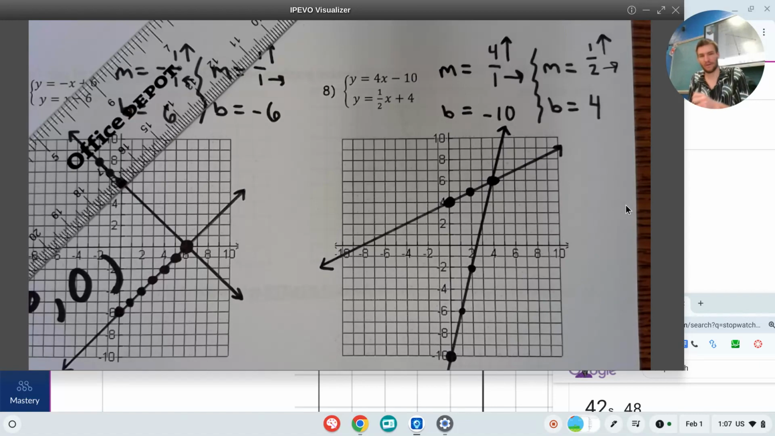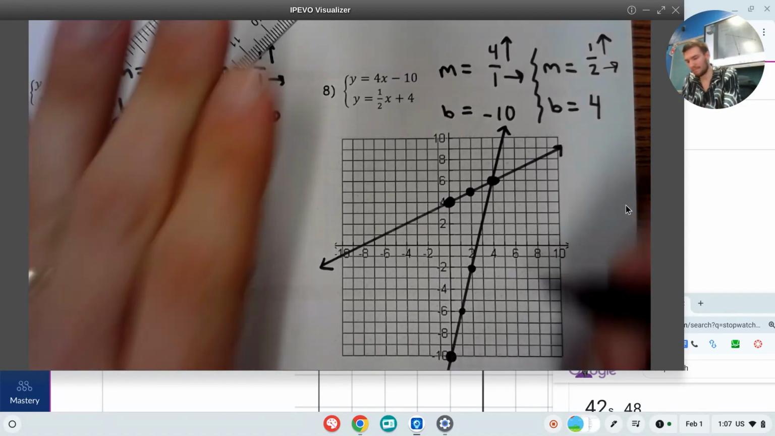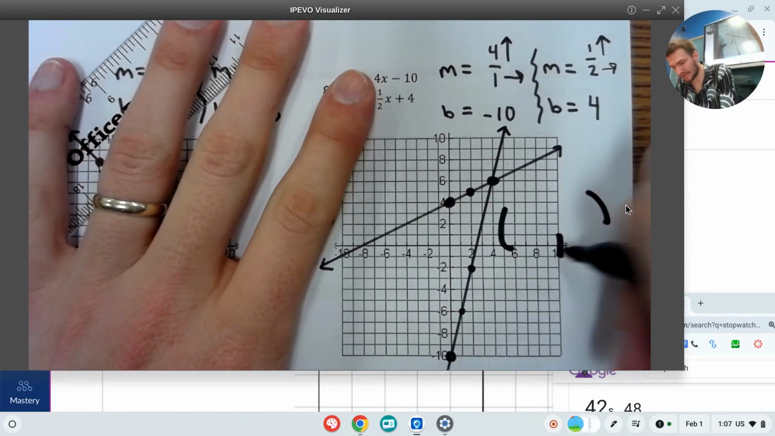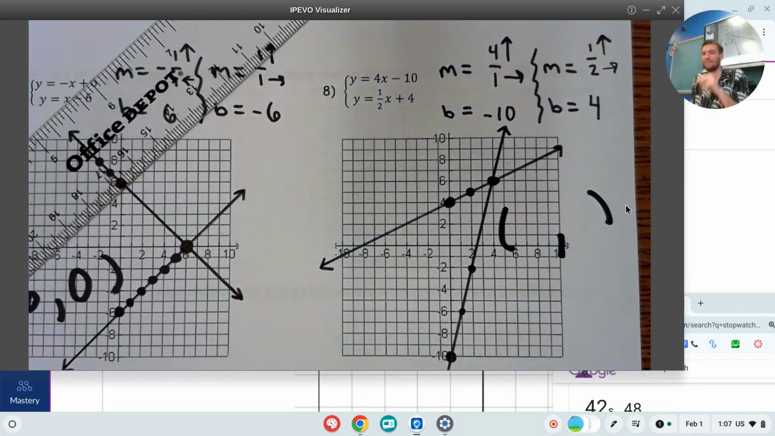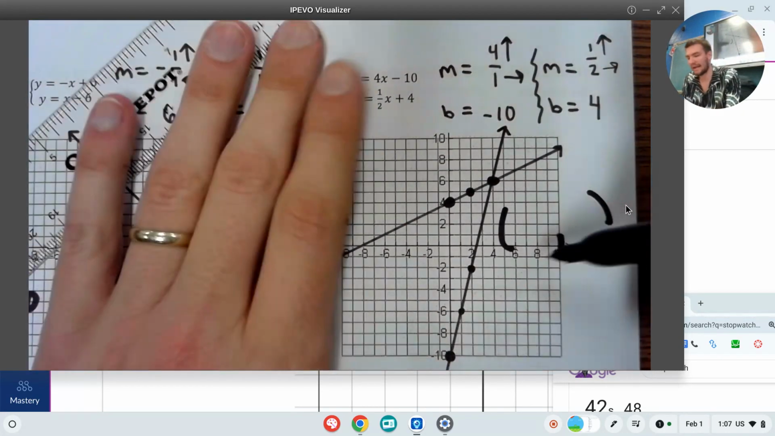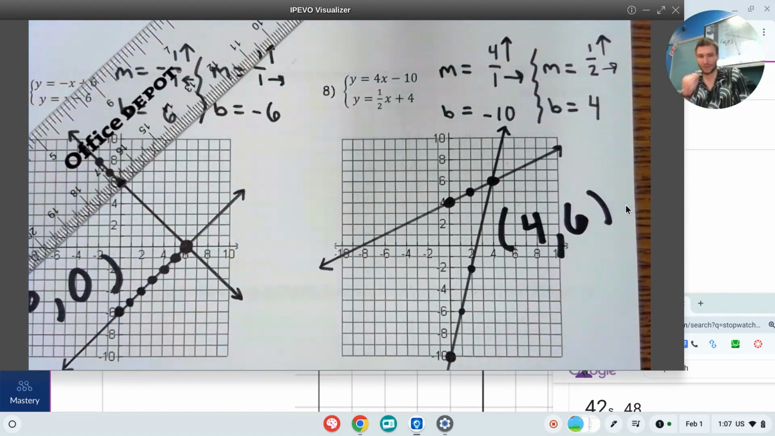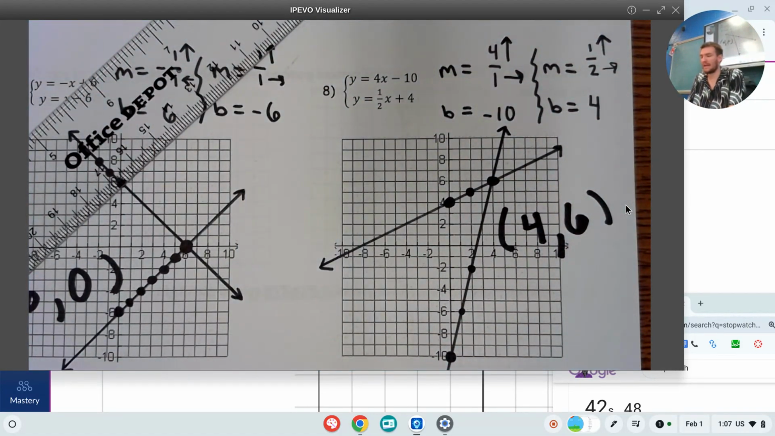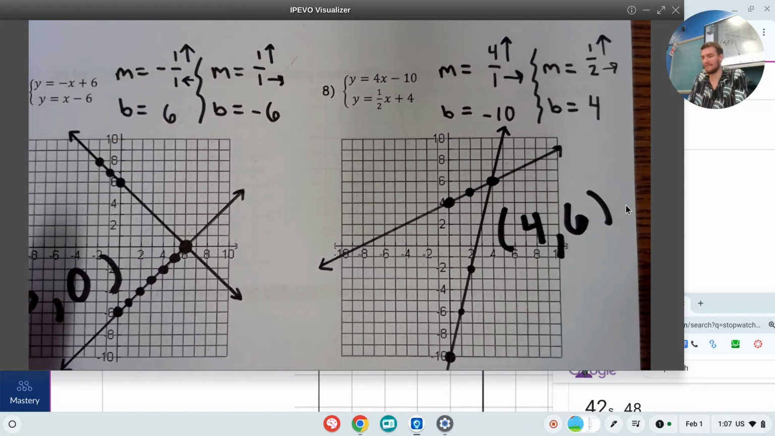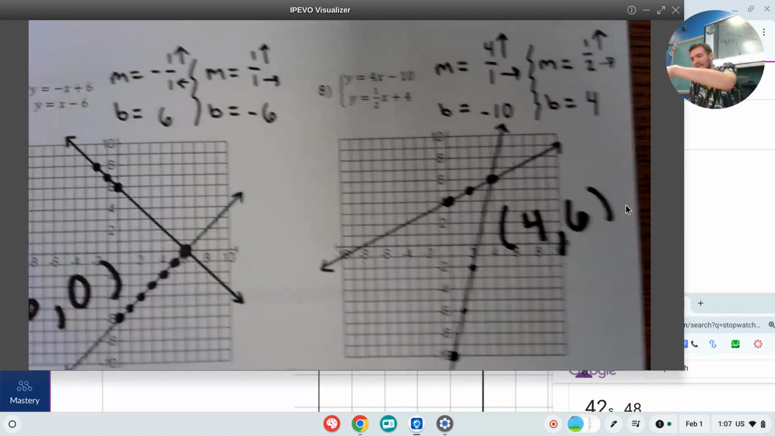I'm going to look at where they're crossing. Put a nice little parentheses with a comma. And I saw so many people get the right answer here. The right answer is 4, 6. You guys did a great job. Super proud of you.